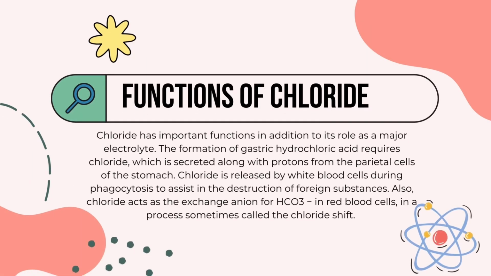Functions of chloride. Chloride has important functions in addition to its role as a major electrolyte. The formation of gastric hydrochloric acid requires chloride, which is secreted along with protons from the parietal cells of the stomach. Chloride is released by white blood cells during phagocytosis to assist in the destruction of foreign substances. Also, chloride acts as the exchange anion for bicarbonate in red blood cells in a process sometimes called the chloride shift.